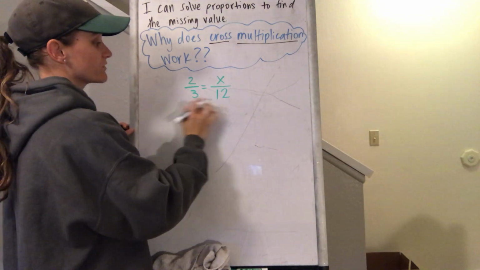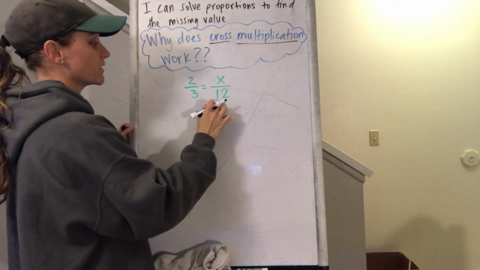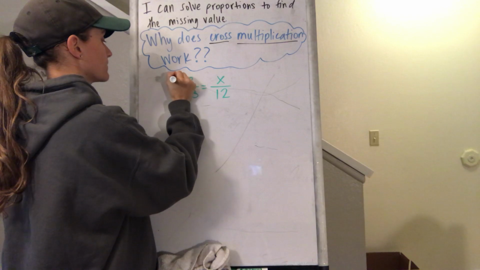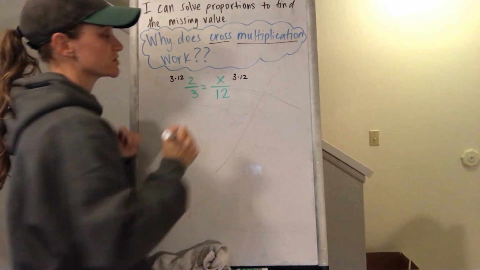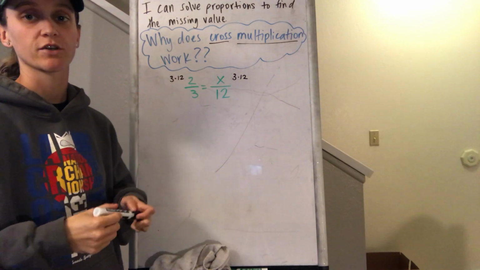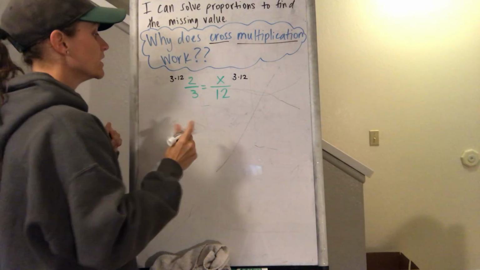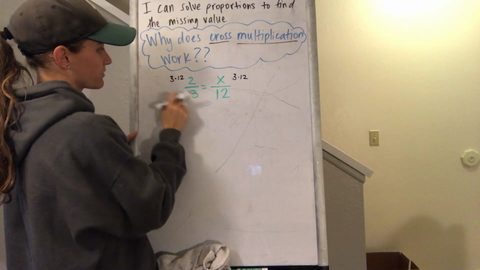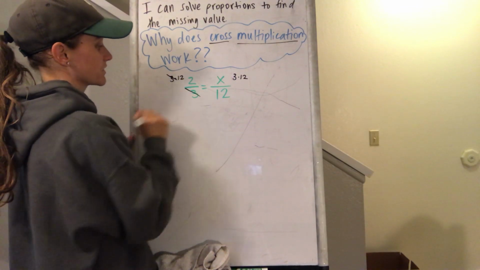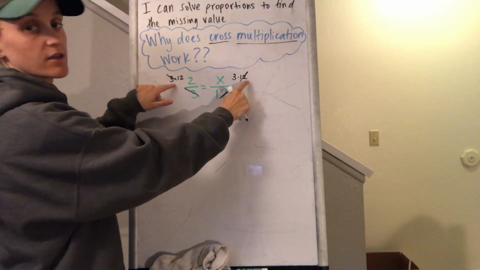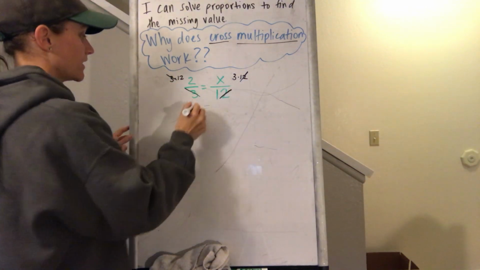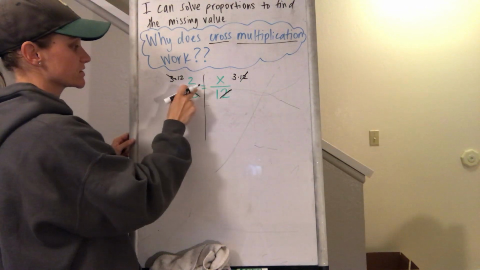So if I want to get rid of these numbers in the bottom, I can multiply by 3 and I can multiply by 12. And if you need, you can watch the video on fraction busters to kind of refresh your memory on this. So remember, the nice thing is if I multiply by 3 over here, the 3's cancel, and over here the 12's cancel. And you notice I multiplied by the same thing on each side. And then after that, I'm going to multiply whatever's left.